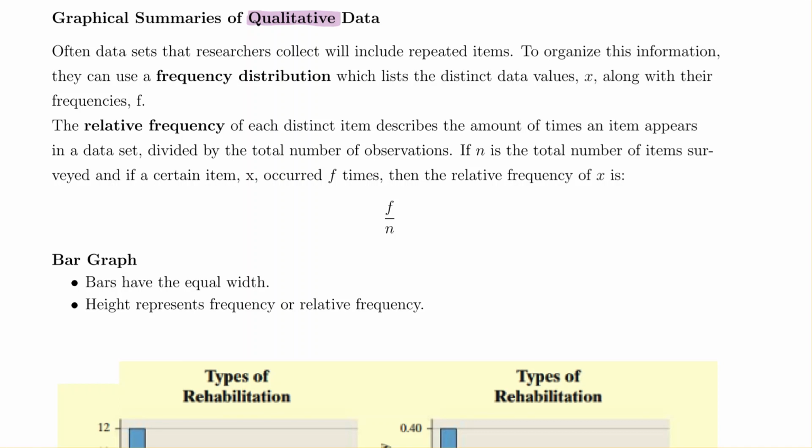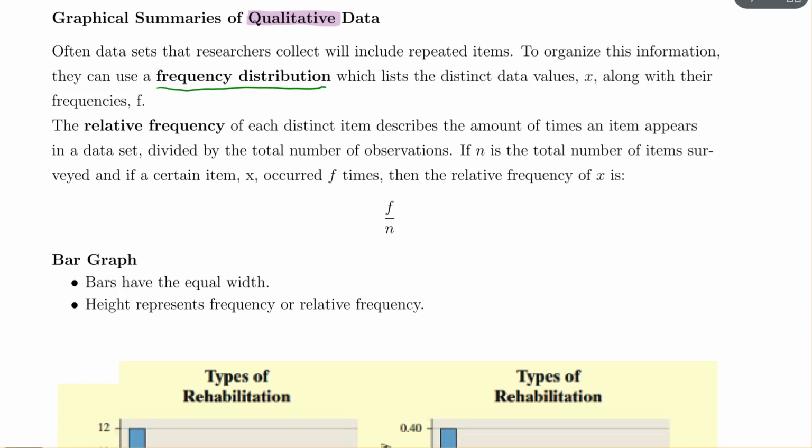Often data sets that researchers collect will include repeated items. To organize this information, they can use a frequency distribution, which lists the distinct data values x along with their frequencies, f. So a frequency distribution, we can just think of as counting. If I have several categories, within each category, how many of them do I have?